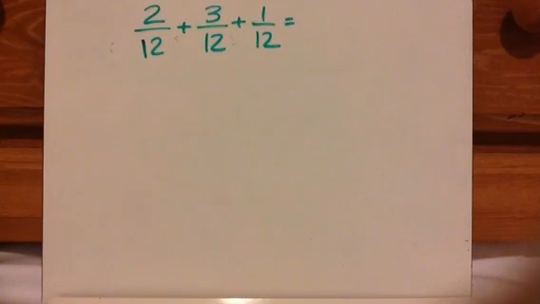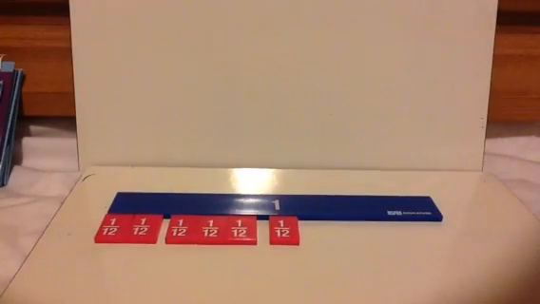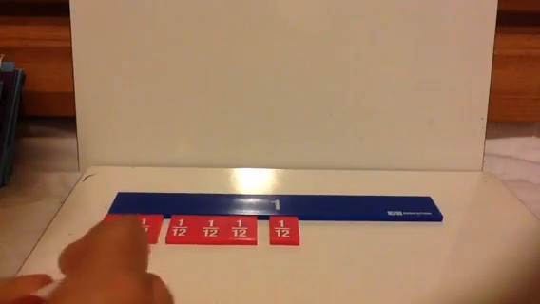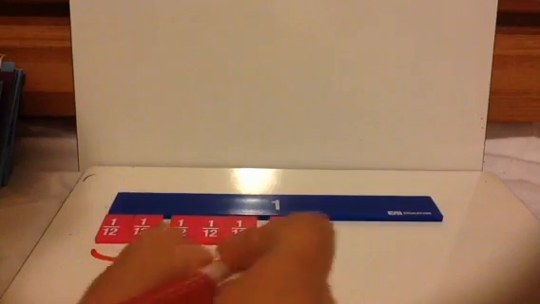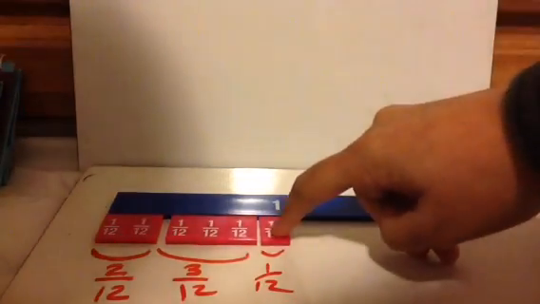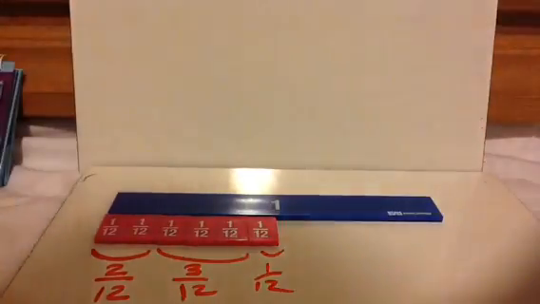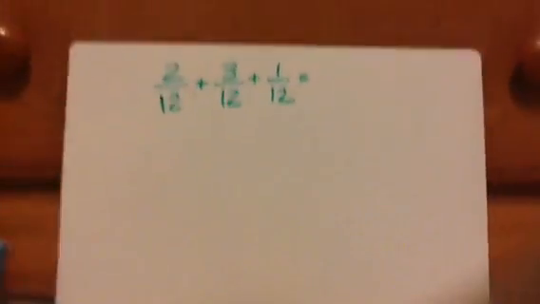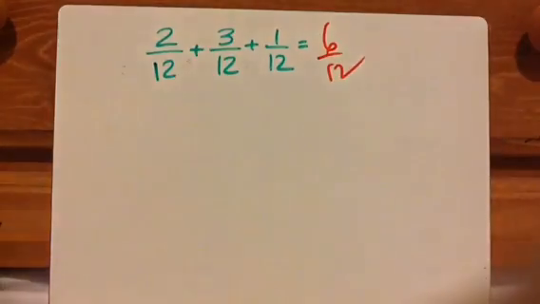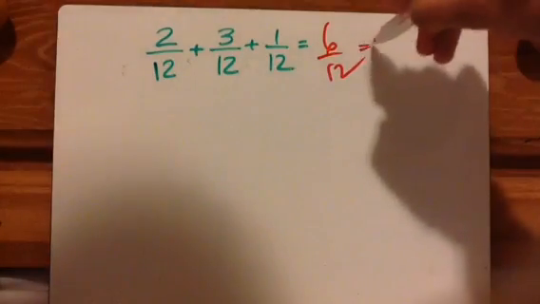2/12 plus 3/12 plus 1/12. So here is what the picture would look like, or the models. So we have here 2/12 plus 3/12, and then 1/12. So when you put them together, you have 6/12. And so then your answer is like that. Which, by the way, is also equivalent to half.